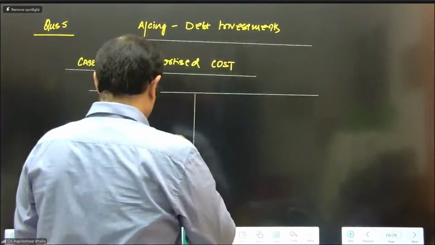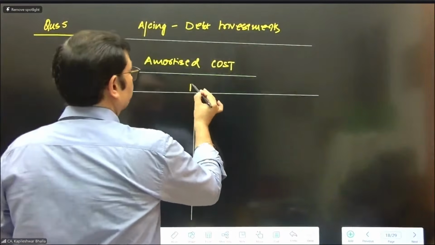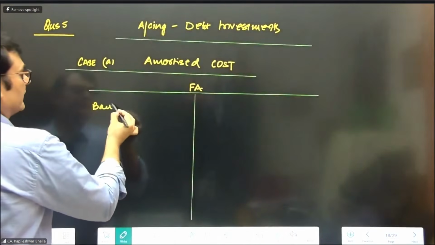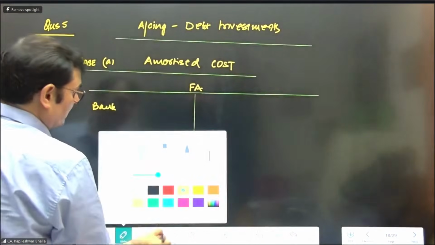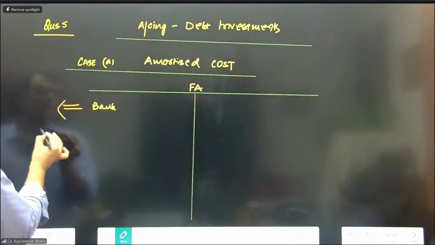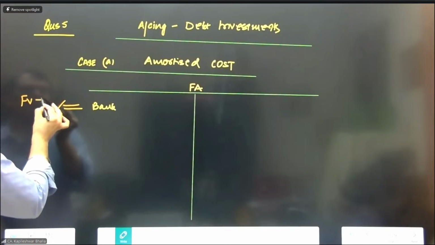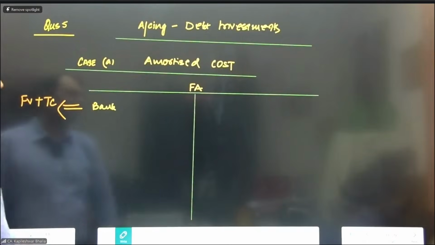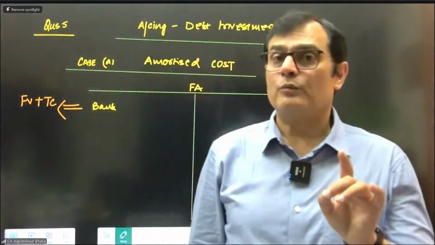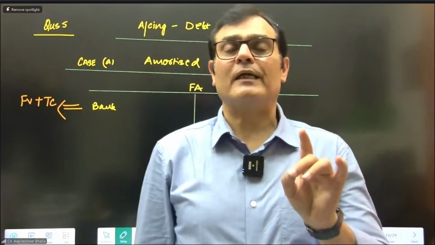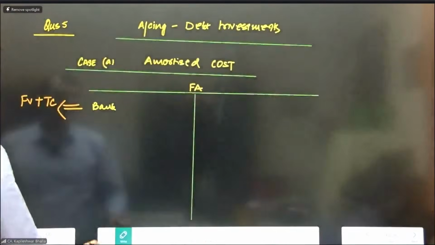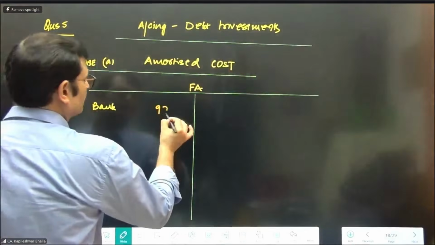I'm making a financial asset account, and first of all we're going to capture the figure that is bank. It's worth making a mention at this stage: when you consider the initial recognition, it is at fair value plus transaction cost. In terms of the amortized cost approach, the initial recognition is at fair value plus TC. So in this case, it is 95 plus another 2.